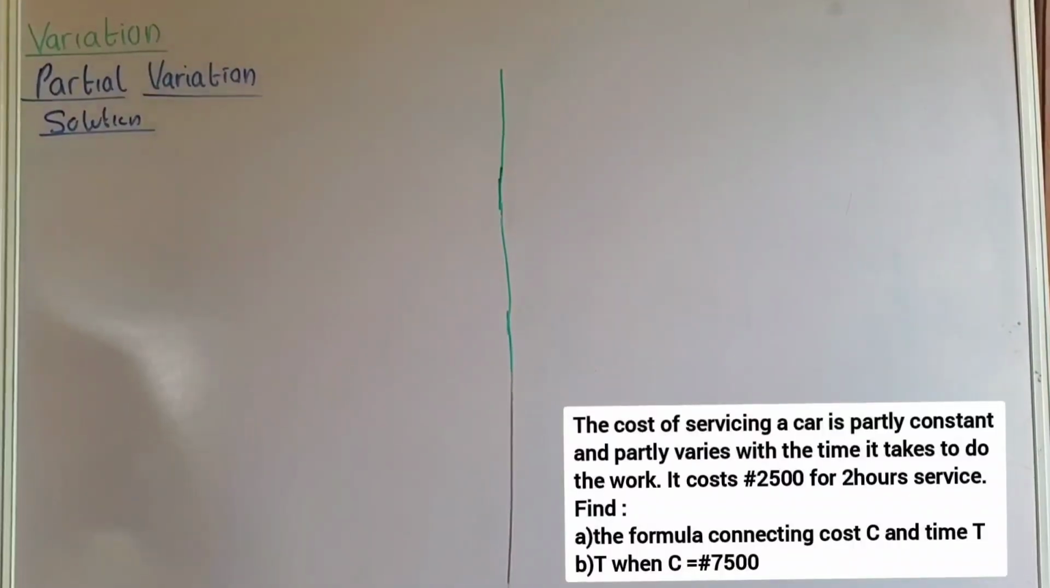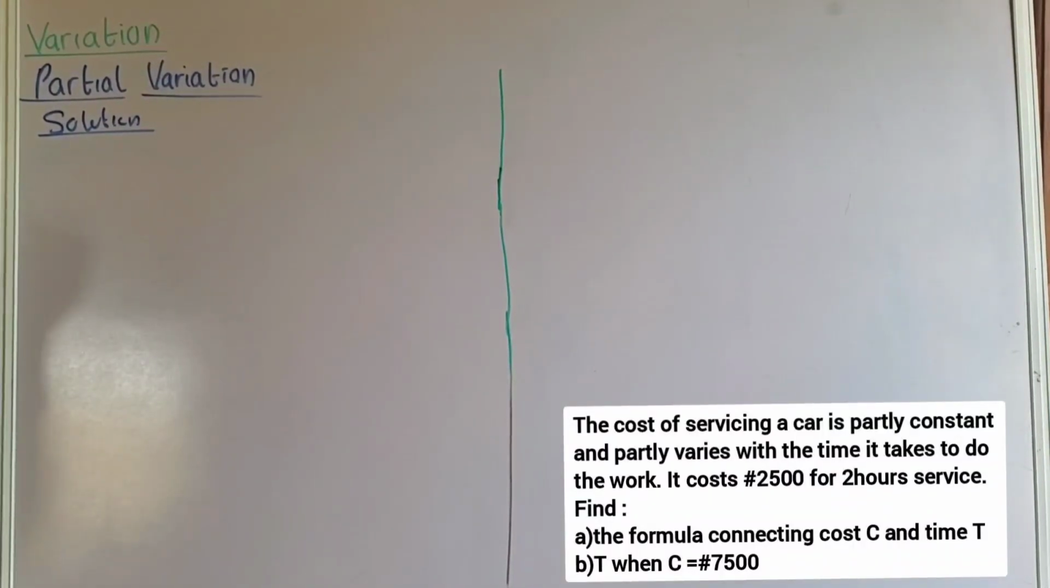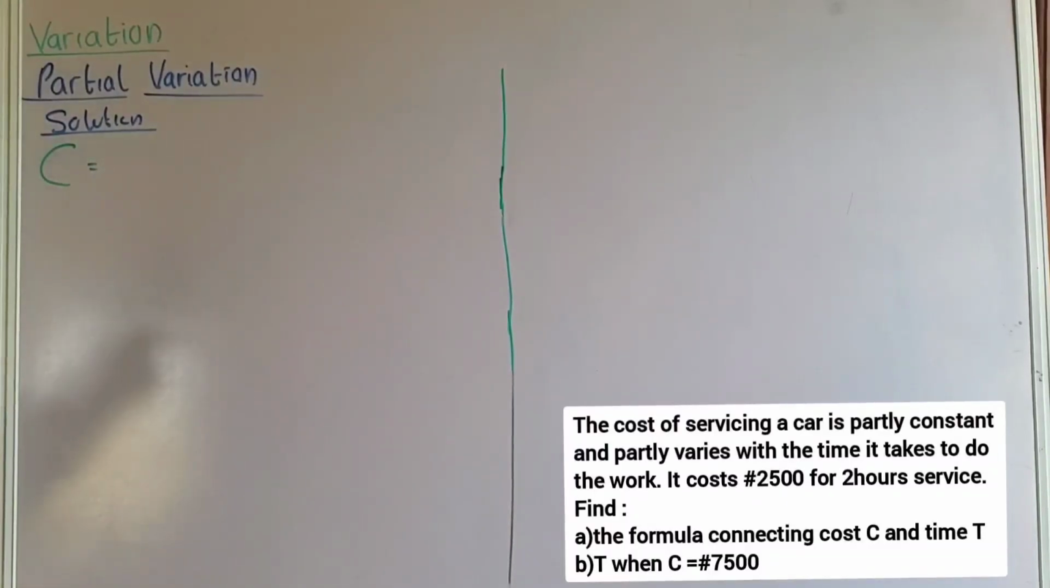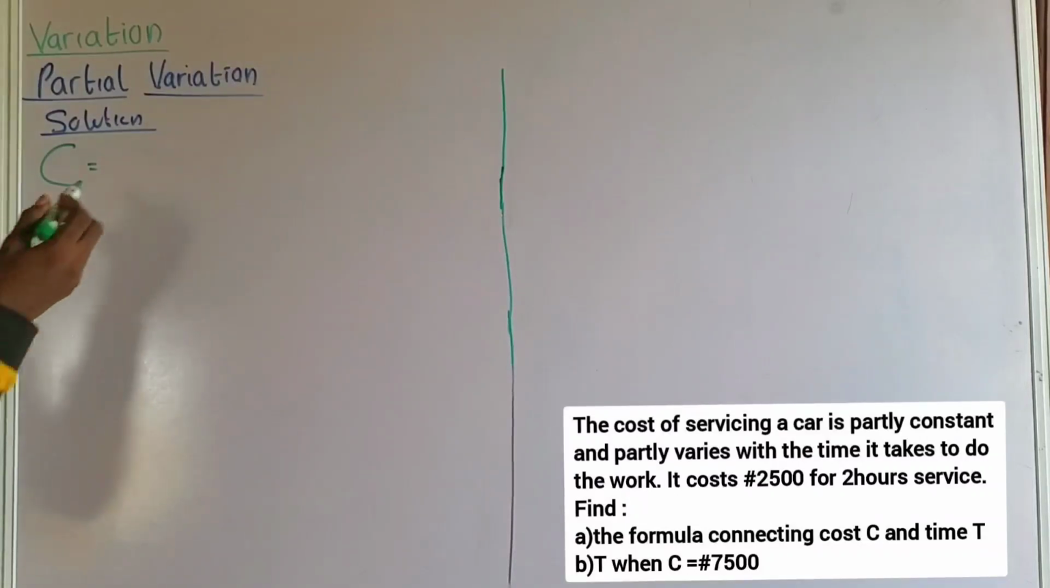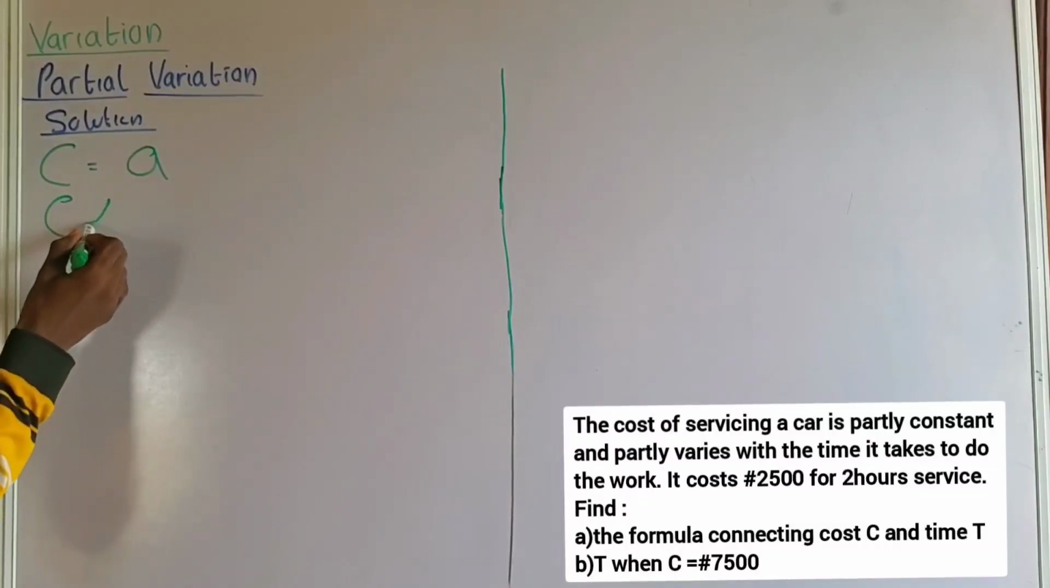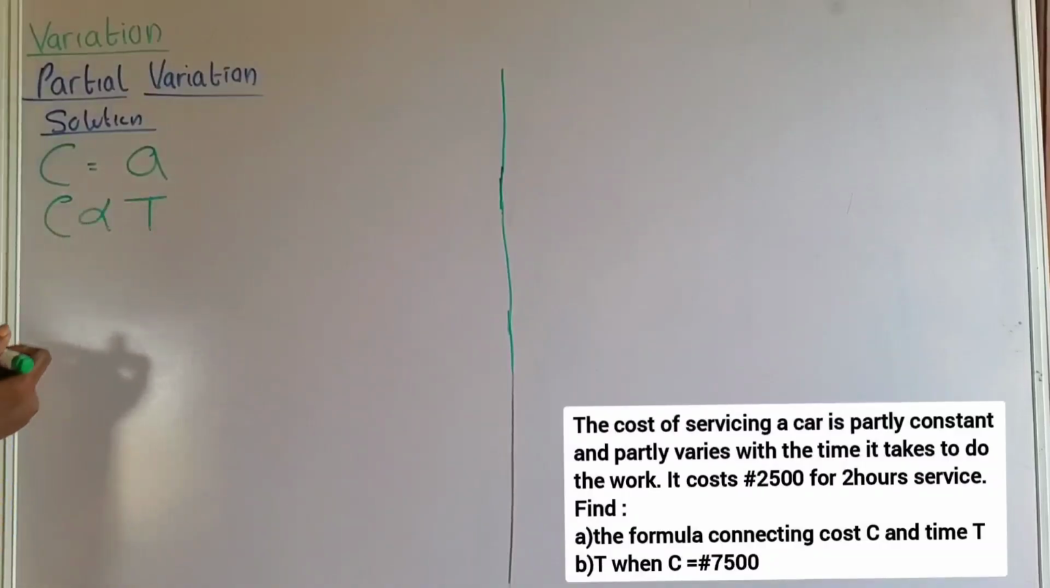Okay, from the question, we are given that the cost of servicing a car is partly constant. So C is partly constant. Let us represent the constant as A. Are you getting what I'm trying to say? So C is partly constant and partly varies with the time it takes to do the work.